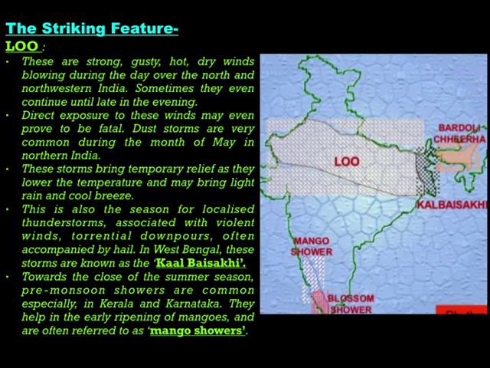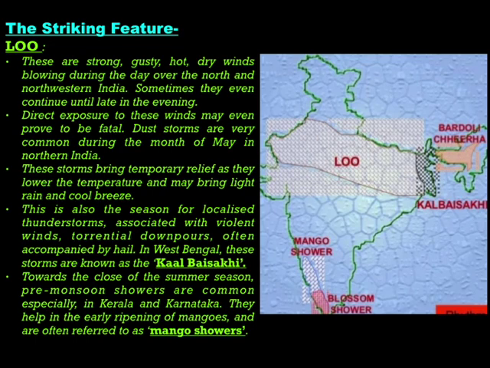These storms bring temporary relief as they lower the temperature due to their gusty winds and may bring light rain and cool breeze. This is also the season for localized thunderstorms. You can see the adjacent diagram. The localized thunderstorms are known by different names in different areas of India. The violent winds and torrential downpours are often accompanied by hail.